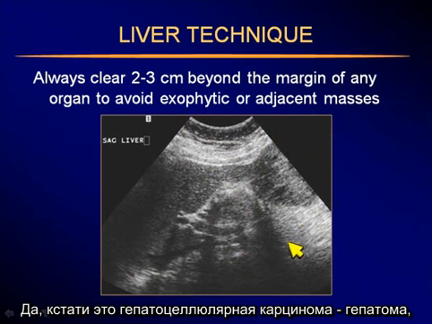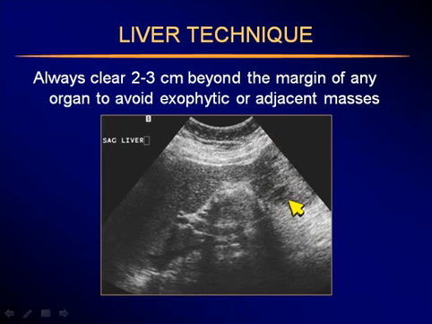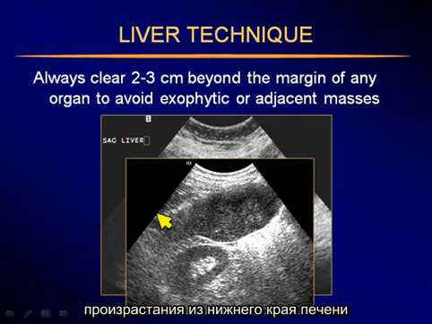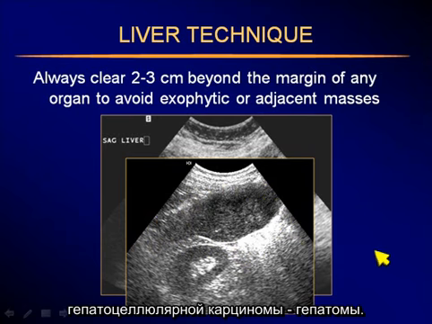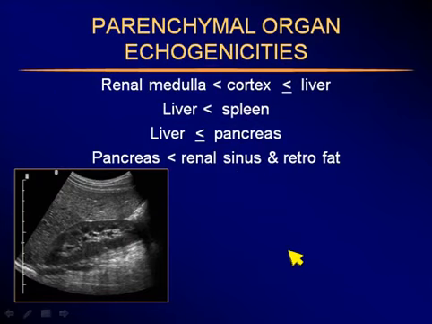By the way, this was a hepatocellular carcinoma, a hepatoma, a 5 centimeter hepatoma hanging off the margin of the liver. And if you think that this is an anecdotal or unusual case, here's another case that we had fairly recently. Hanging from the inferior margin of the liver was this large mass, another hepatocellular carcinoma, hepatoma, and that's the right kidney here.